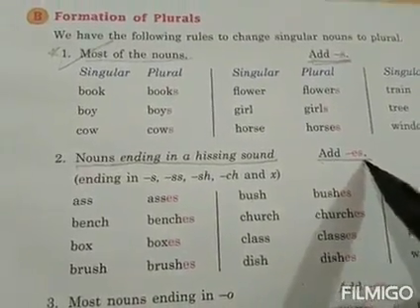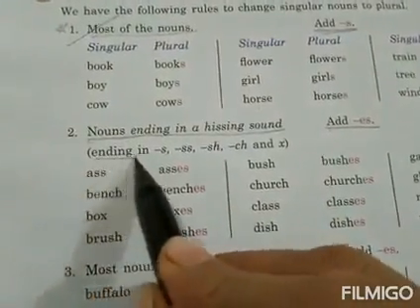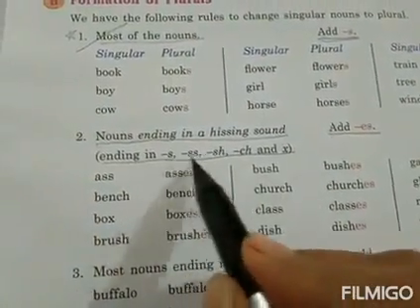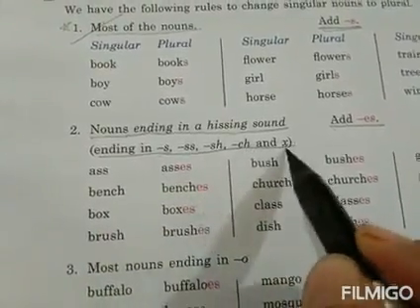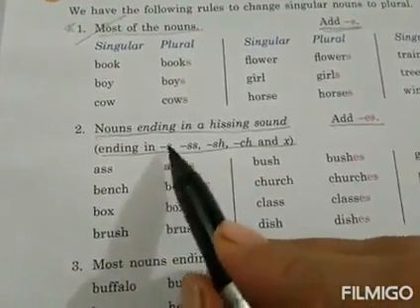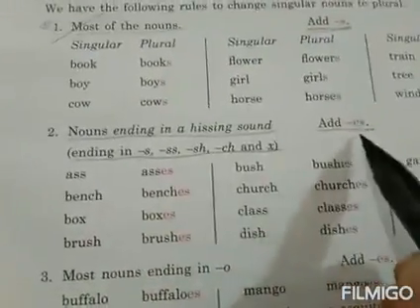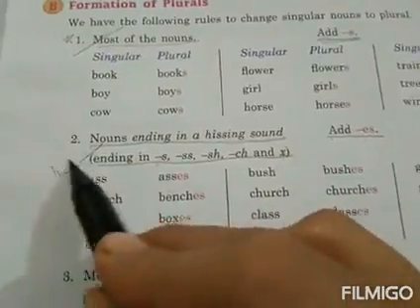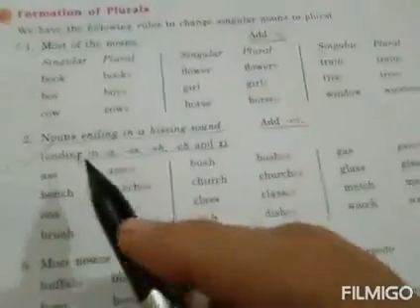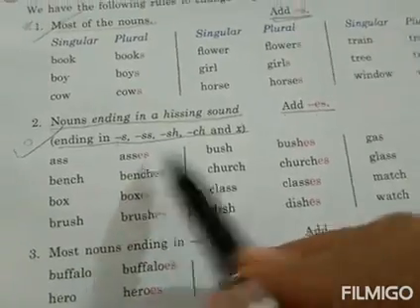Now which letters are the hissing sound letters, which letters are at the end with a hissing sound? That is S, SS, SH, CH and X. Words which have these 1, 2, 3, 4, 5 letters at the end, there we add ES. This is the rule. This is the second rule. Most important, very important rule. At the end of the words that produce hissing sound, we add ES.